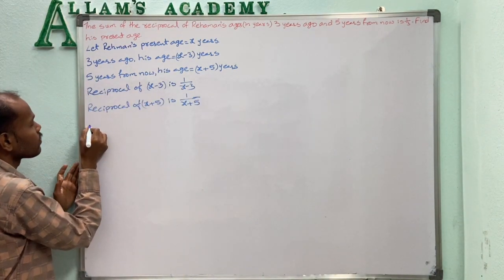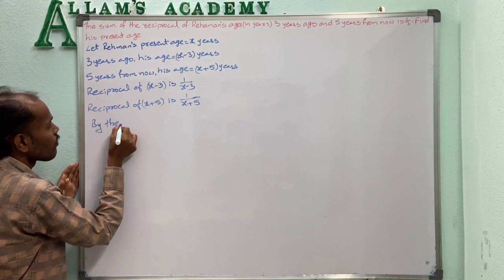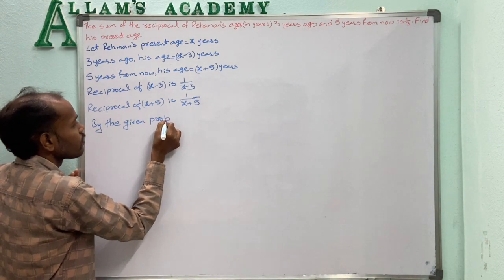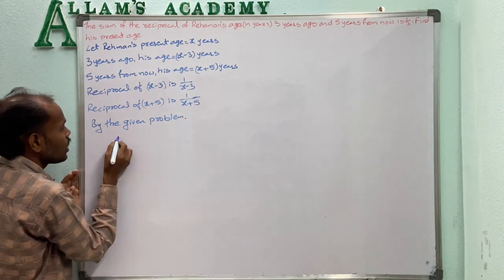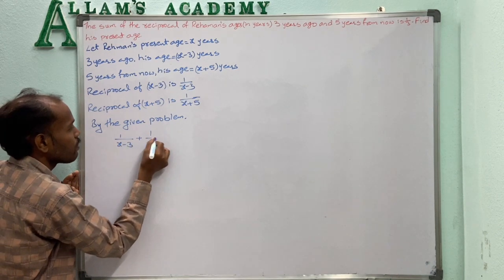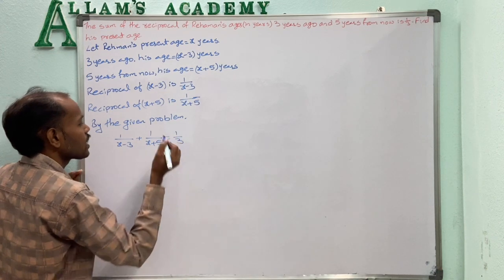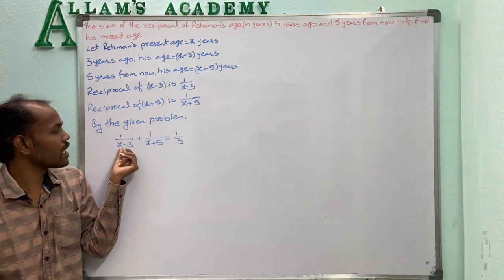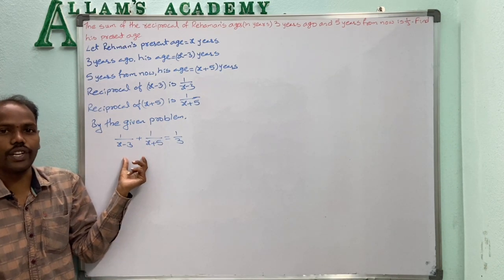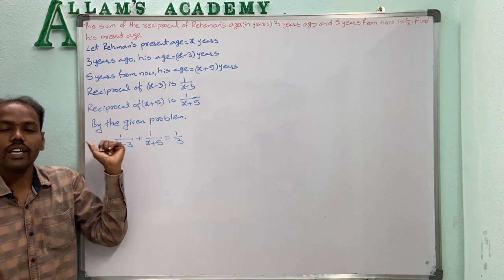So by the given problem, 1 by x minus 3 plus 1 by x plus 5 is equal to 1 by 3. Now LHS 1 by x minus 3 plus 1 by x plus 5, first this one to simplification doing. So here the denominators of these two fractions are x minus 3 into x plus 5.